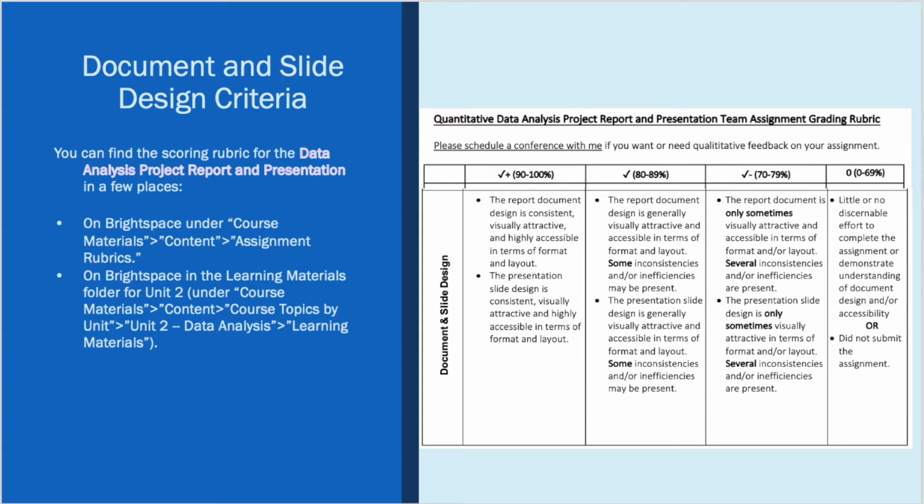One of these would be if you selected Content and then clicked on Assignment Rubrics on the left-hand side of the page. You can also look for Unit 2 by clicking on Course Topics by Unit, then selecting Unit 2, and then clicking on Learning Materials. Again, you can find the Course Topics by Unit section in the left-hand side of the page when you look at content. Our general channel on Microsoft Teams also has a Rubrics folder under the Files tab.